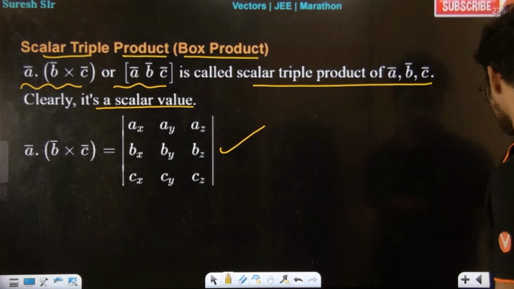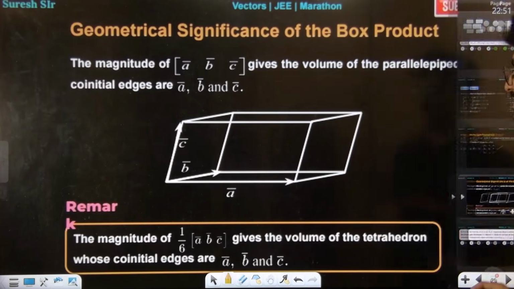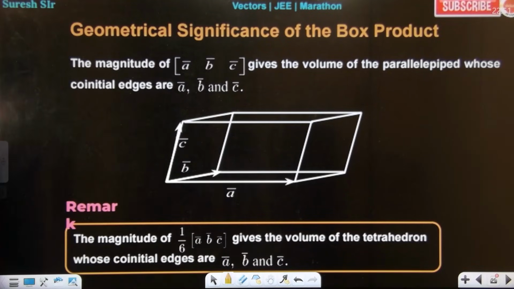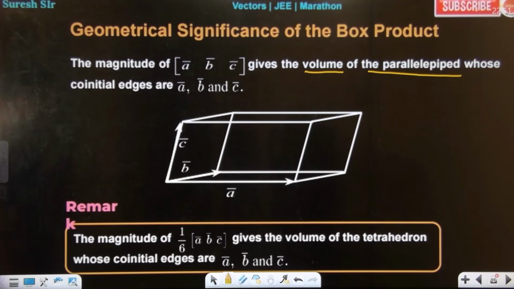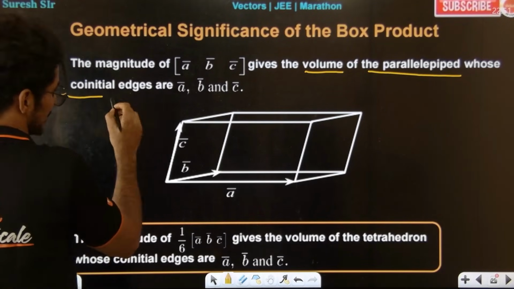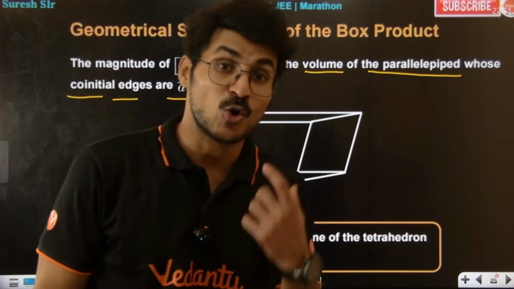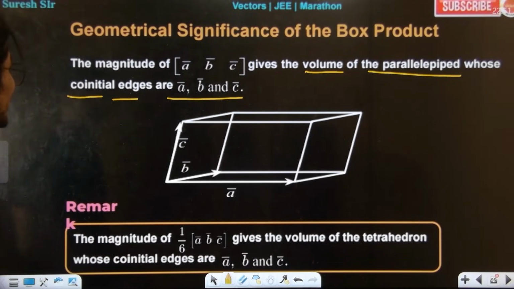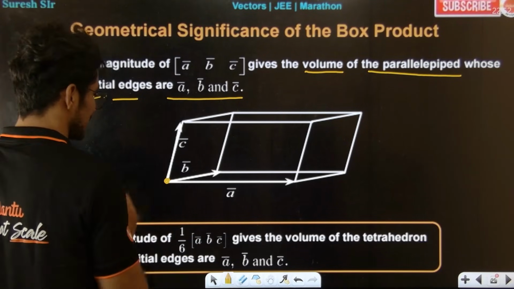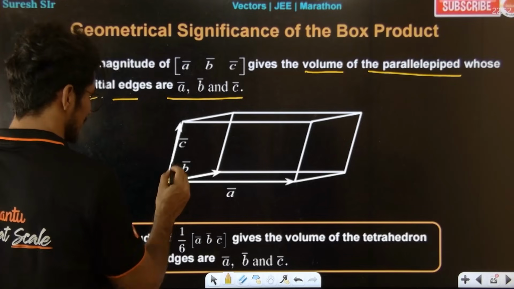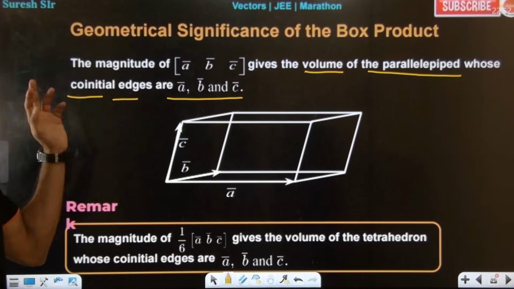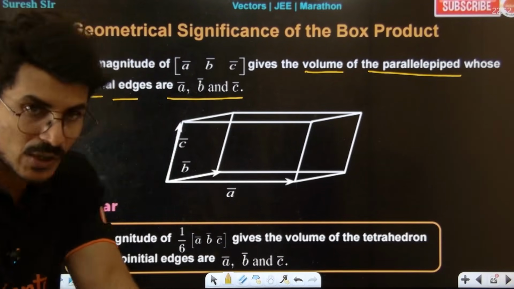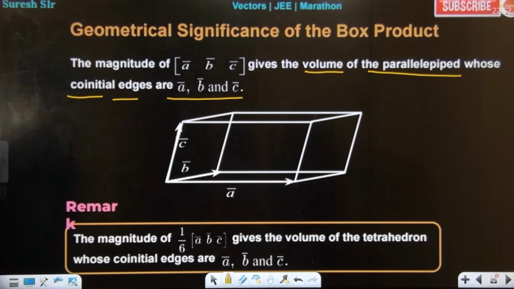If I go with the next slide, let's see what is given. The magnitude of box ABC gives the volume of the parallelepiped whose co-initial or coterminous edges are A, B, C. What do you mean by coterminous edges? Coterminous edges are co-initial vectors, which means all the vectors start from the same point. C vector, B vector, A vector, all three vectors start from the same point. That's what they have given, and that is the meaning of it.